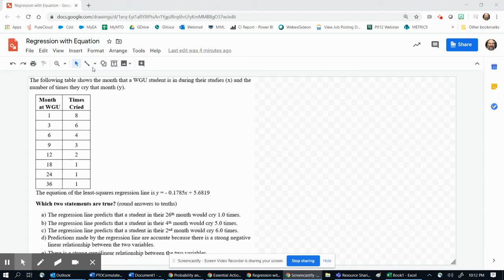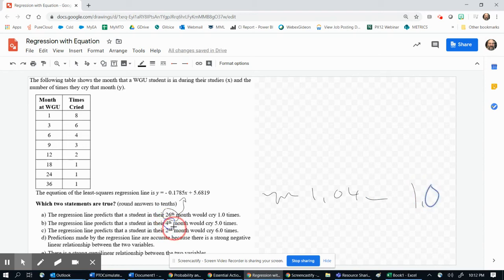To work out A, you simply need to take the number 26 and plug it into that equation, right? That's calculator work, and you would come out with 1.04, and so on. And you would round that to 1.0.